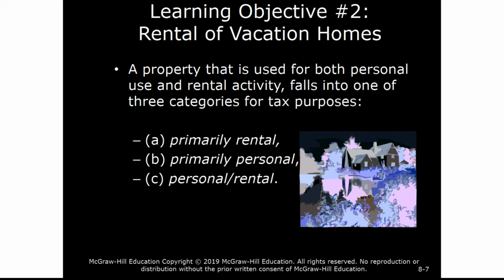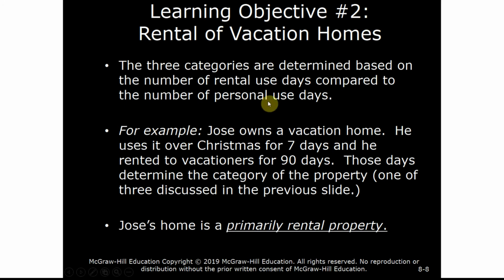If it's primarily personal, and we have some tests that we use to help determine this, which we'll be going through shortly, then any income generated by, for example, the rental of a vacation home is not taxable, nor are the expenses deductible for Schedule E purposes. And then the more common example is that the vacation home may be used for both personal and rental purposes, in which case a loss may not be generated. So those three categories are determined by some tests that we go through.